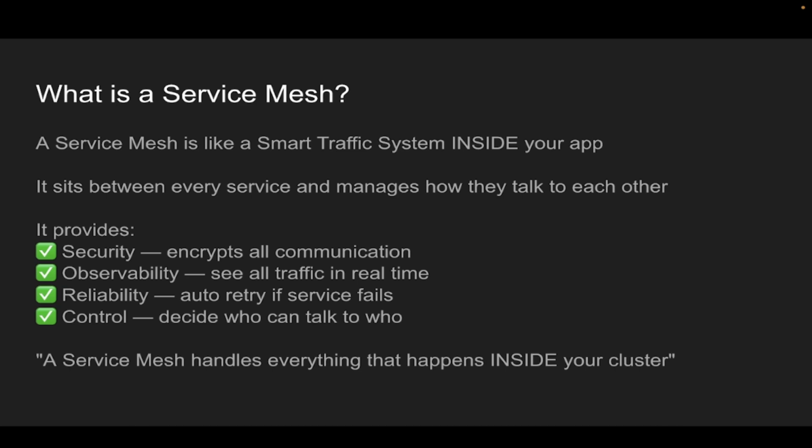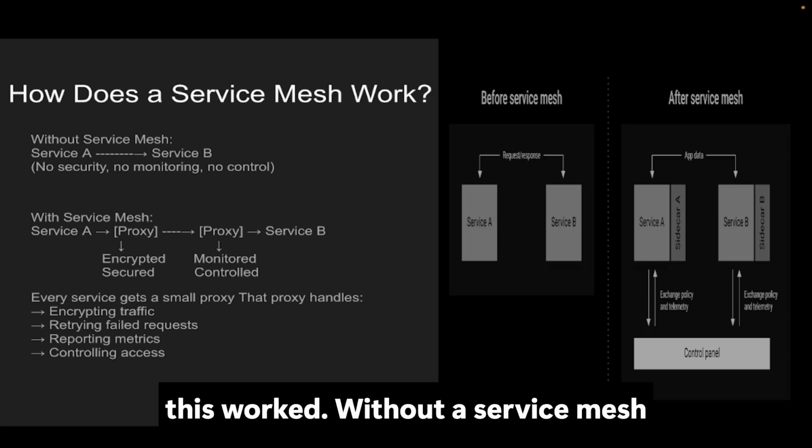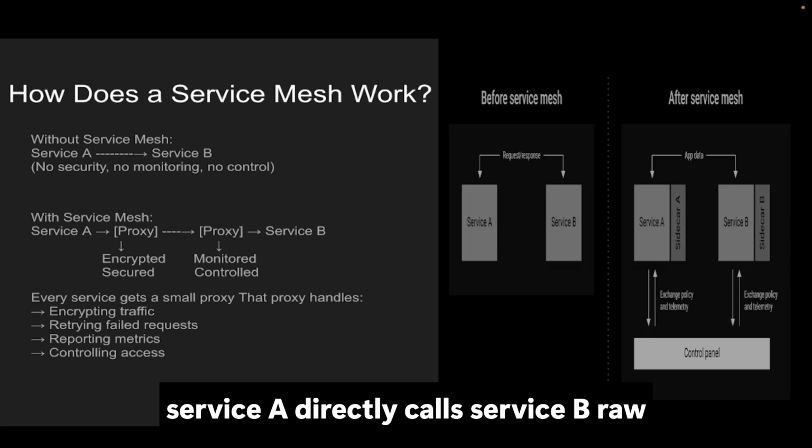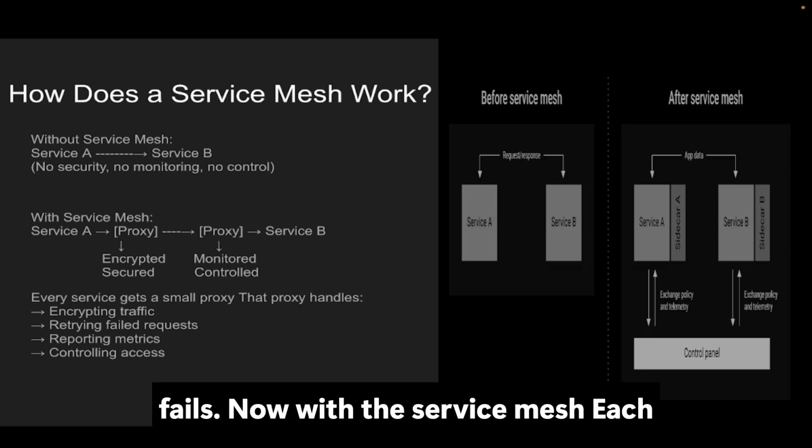Okay, let me show you exactly how this works. Without a service mesh, service A just directly calls service B. Raw connection, no interception, no monitoring, nothing. If it fails, it fails.